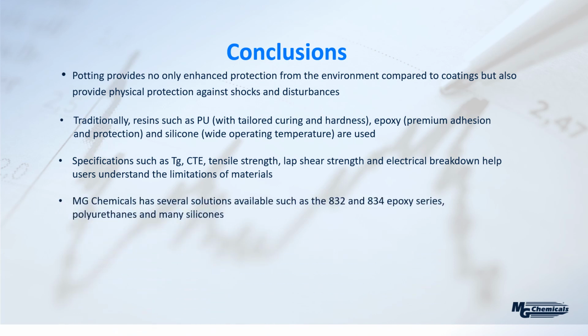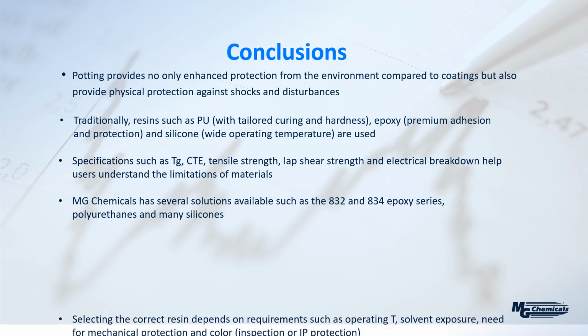MG Chemicals has several solutions available, such as the 832 and 834 epoxy series, polyurethanes, and many silicones. And again, I'm probably going to do a deeper dive into the individual chemistries so that it can help you gain a better understanding of the specific MG Chemicals solutions, their limitations, their strengths, that sort of thing. I didn't do that too much today because I didn't feel like there was enough time to do that in depth, so that'll come out in future webinars.